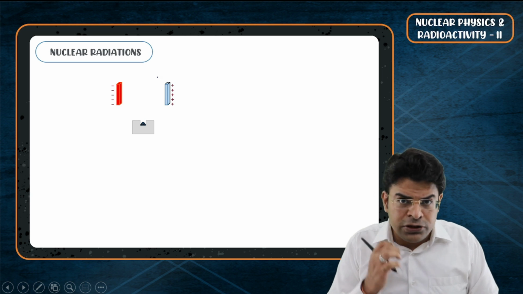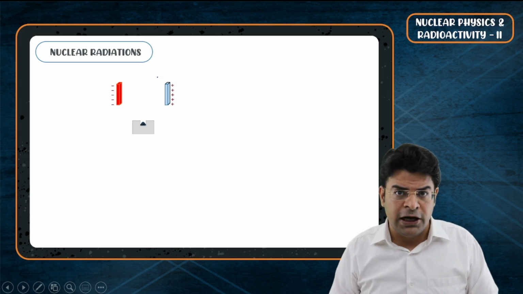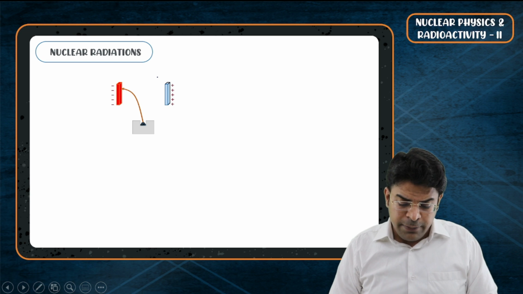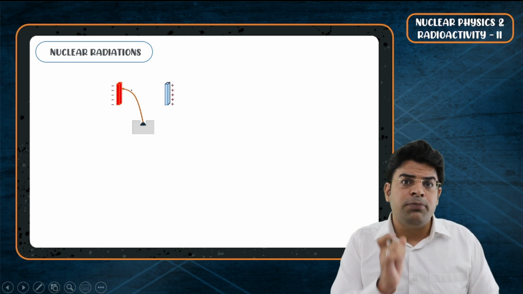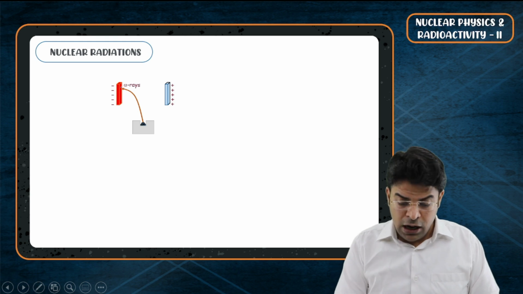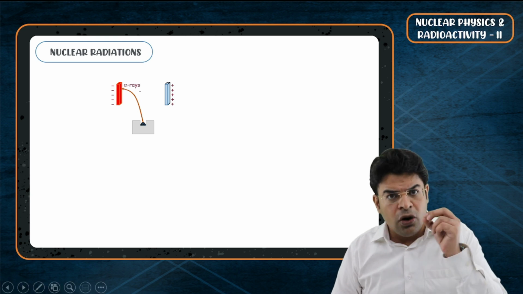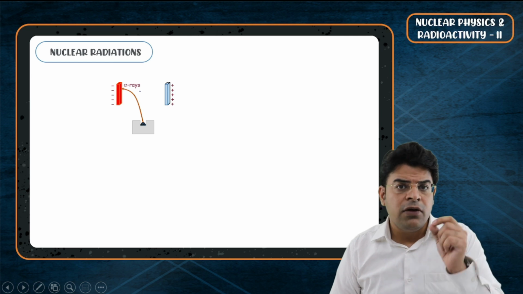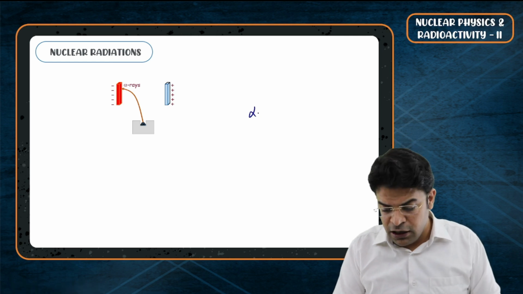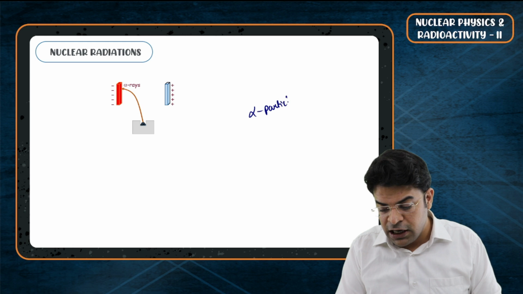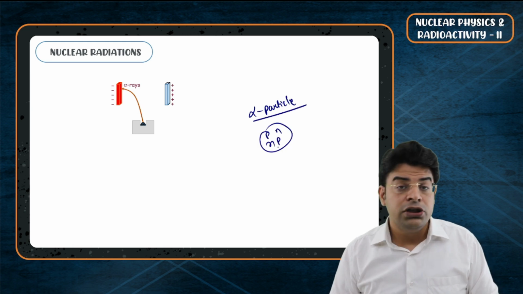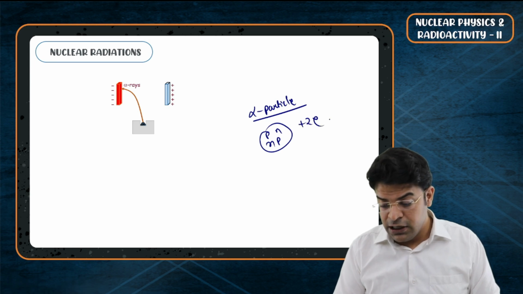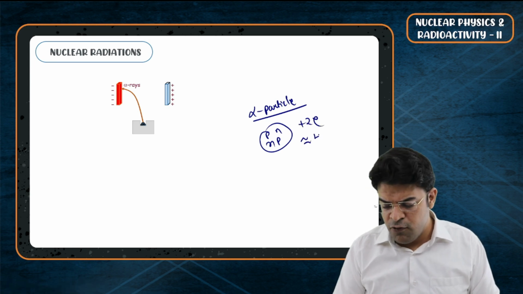So it was observed that when we make the radiations pass, one type of radiation bends towards the negative plate. This must be positively charged. We call them alpha rays. And today we all know what alpha rays are. Alpha rays are made up of nothing but alpha particles, and alpha particles are nothing but helium nuclei. So they have 2 protons and 2 neutrons. So the charge is plus 2e and the mass is nearly 4 AMU.